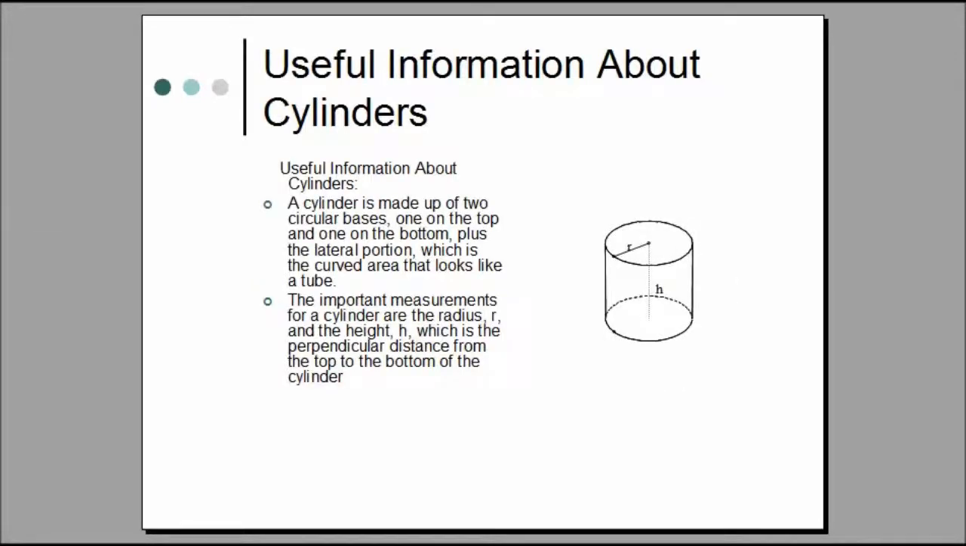Here's some useful information about cylinders. A cylinder is made up of two circular bases, one on the top and one on the bottom, plus the lateral portion, which is the curved area that looks like a tube. The important measurements for a cylinder are the radius r and the height h, which is the perpendicular distance from the top to the bottom of the cylinder.